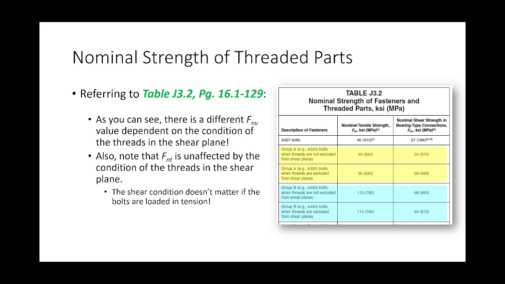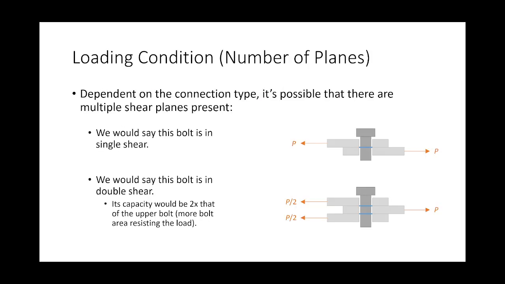But look what happens here. So look at the FNV values. When we're dealing with group A bolts, we have 54 KSI for threads included, 68 KSI for threads excluded, right? So the bolt gets stronger when the threads are excluded, right? So these are the values for group A bolts. These are the values for group B bolts. Does this make sense? Everybody okay with this? Now, the other factor to consider is this.